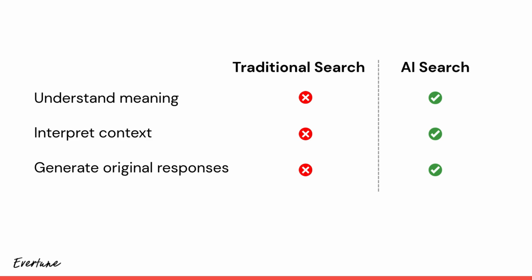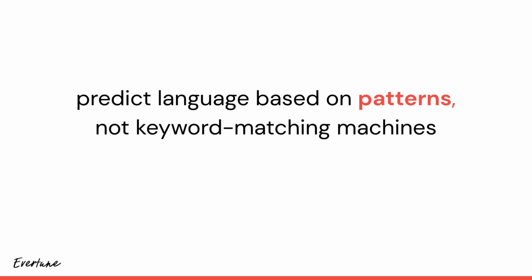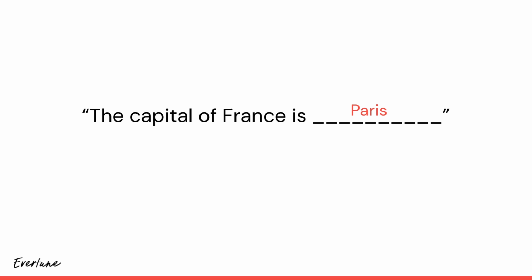LLMs don't just find pages like in traditional search. They understand meaning, interpret context, and generate original responses, all things that traditional search simply can't do. This is because they are probabilistic systems that predict language based on patterns, not keyword matching machines. So what does that mean? Instead of following rigid rules or matching exact keywords, LLMs work by predicting what word should come next based on the patterns they've learned from billions of examples.